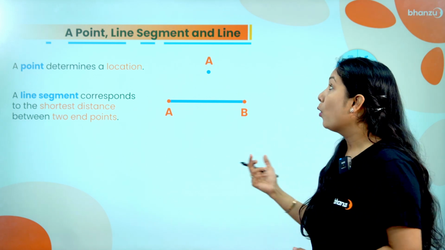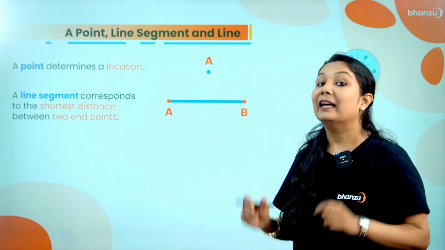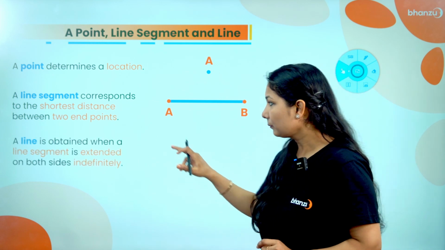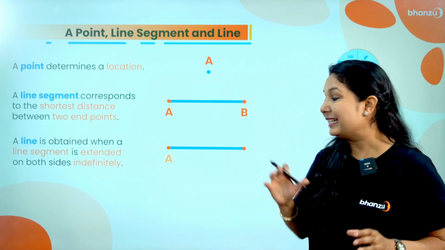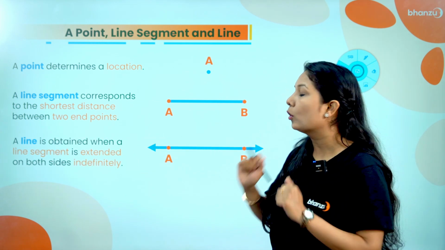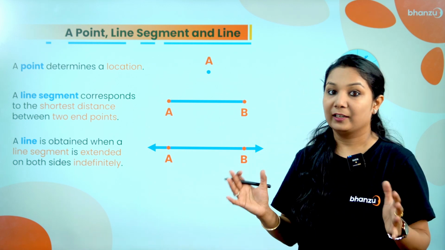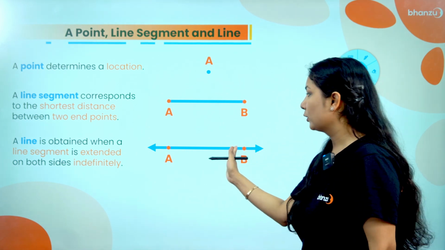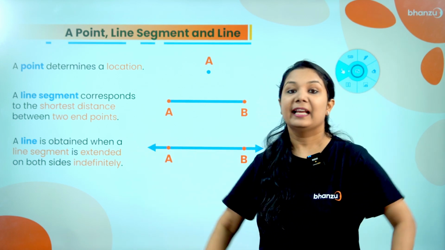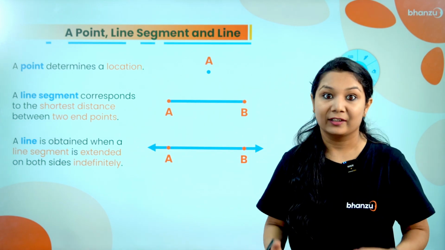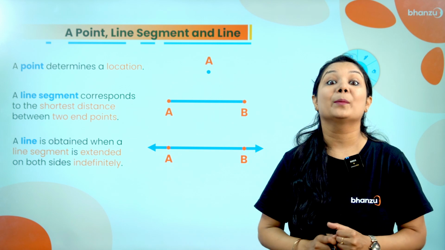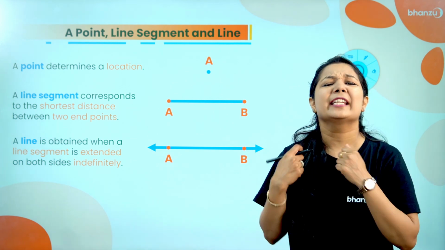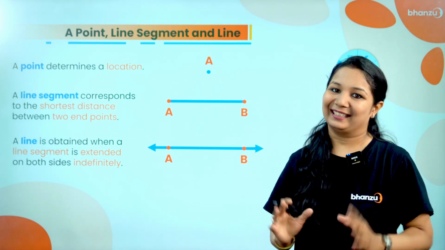And now what is a line? A line is obtained when a line segment is extended on both sides indefinitely, right? So even if it extends on the right side or left side, it is called a line, right? A line cannot be measured because it keeps on going endlessly.